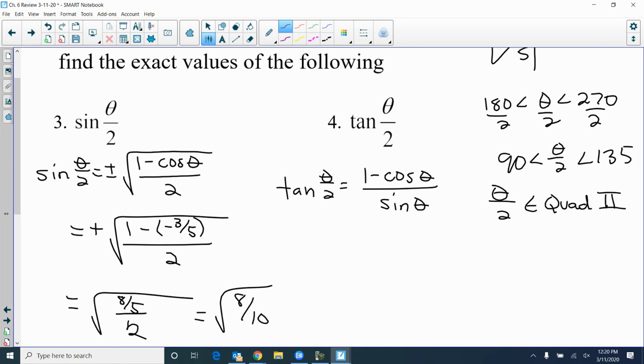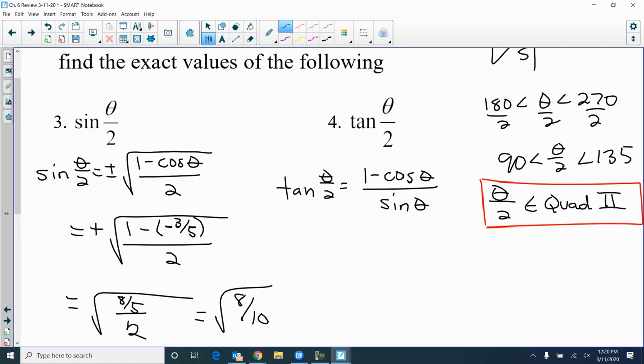All right, before we finish this, tell me, should the final answer be positive or negative? You need to know this. Should the final answer be positive or negative, and why? Aaron, what's that? It's negative because the half angle is in quadrant 2. Okay, our half angle's in quadrant 2, like you just said, and tangent in quadrant 2 has to be negative. So when we are done, your answer better be negative.